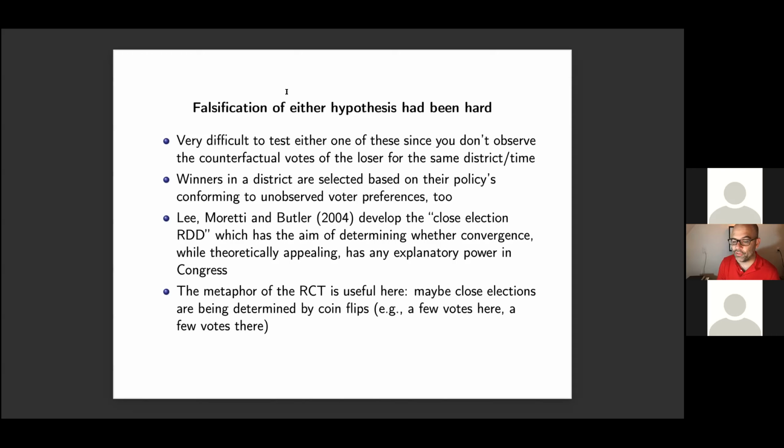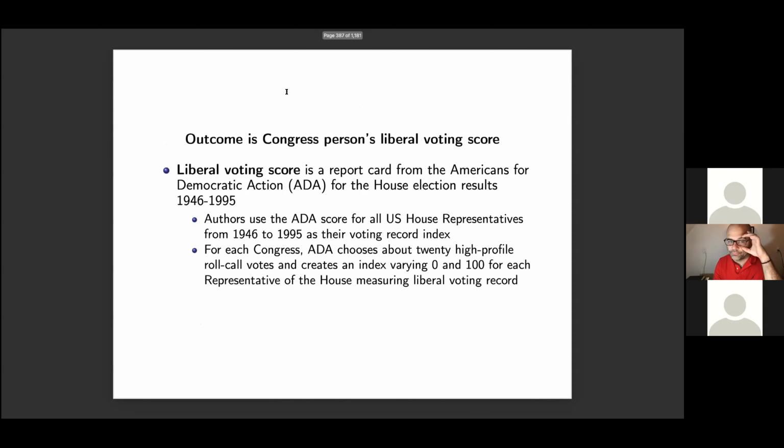Lee, Moretti, and Butler developed a close election design to choose between them. The metaphor of the randomized control trial is helpful here. Maybe in these close elections, it's being determined by a bunch of random chance. A few votes here, a few votes there, maybe some traffic stopped some people from coming, maybe the weather mattered. There's a bunch of randomness that might be going on.